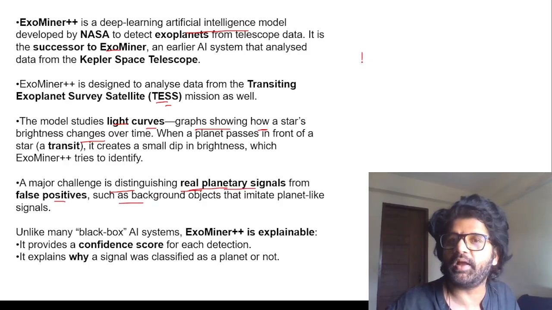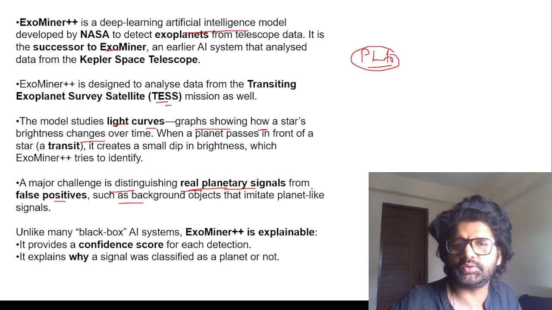Maybe that is one of the reasons why Pluto was earlier considered a planet, now it is not. Maybe they realized that this is just a planet-like signal. It is not exactly a planet.